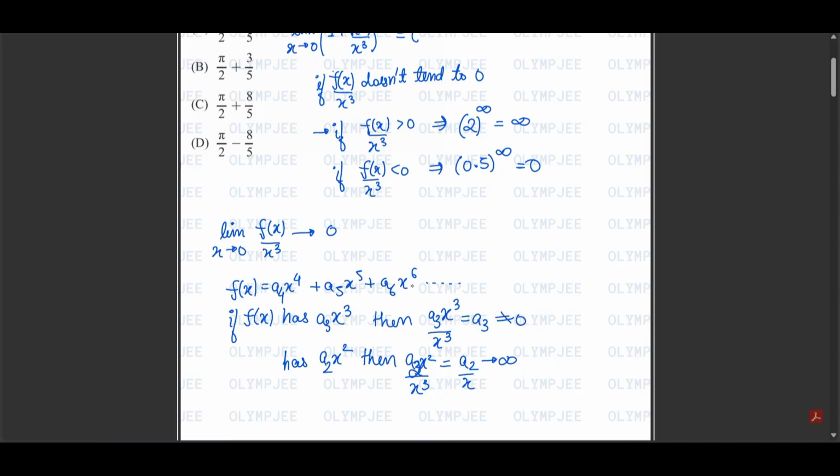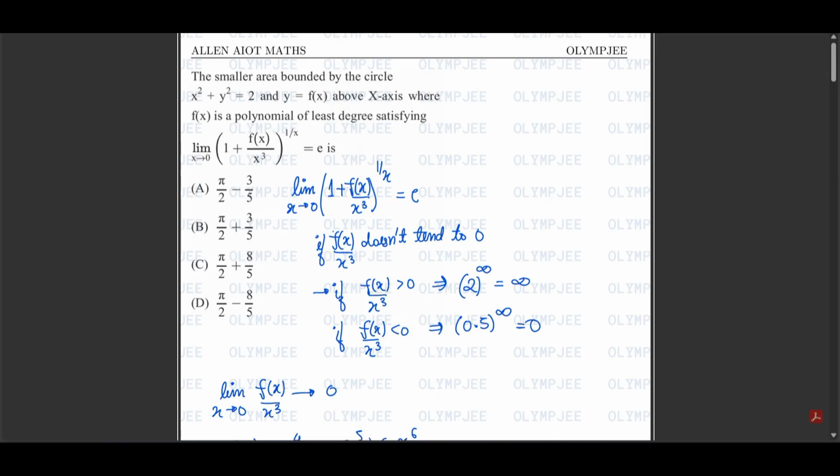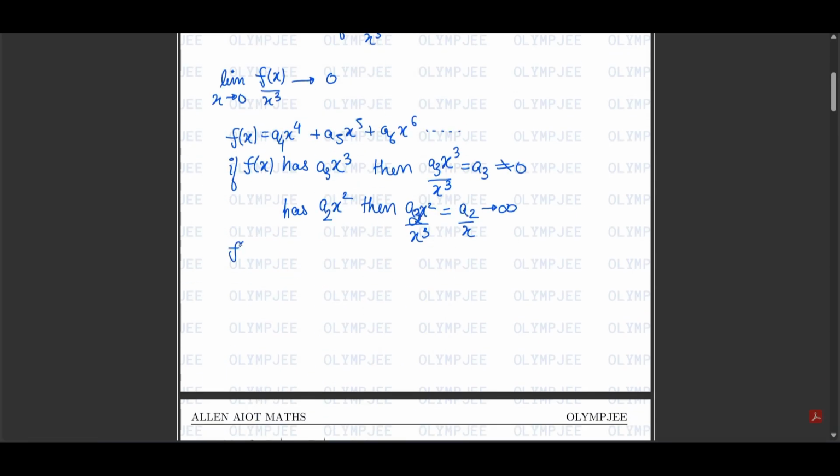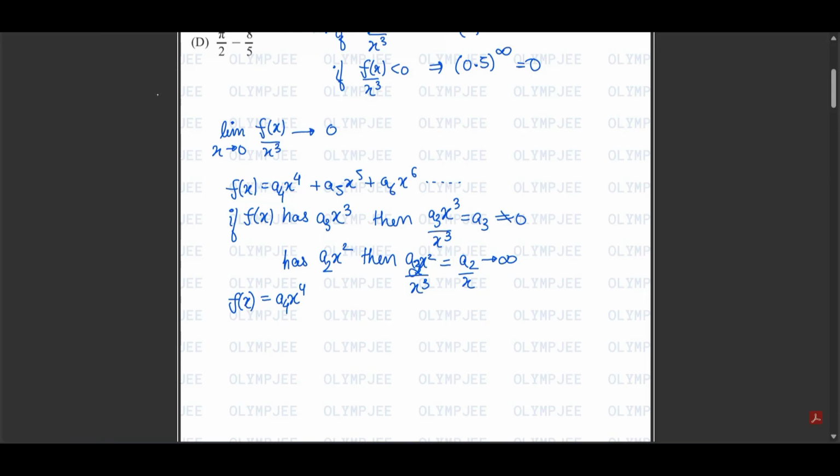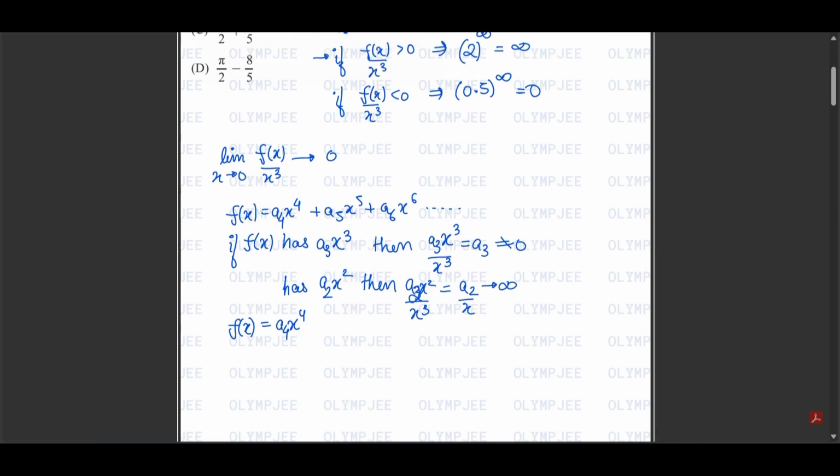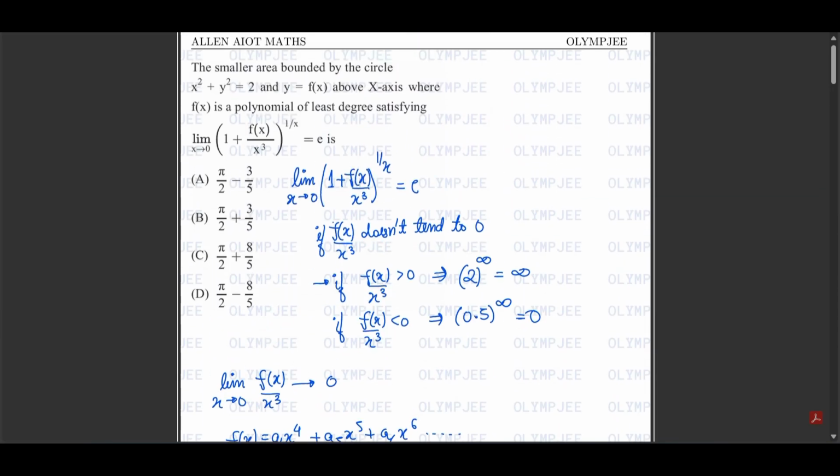So our f(x) must be of this form only, and we are given that the polynomial must be of the least degree. So we'll find out that f(x) is equal to a4 x raised to power 4, because it has to be of the least degree. So this is our polynomial. Now we need to find the value of a4 also, because we have to find out the exact value of the function f(x), right? So now let us analyze this whole thing.